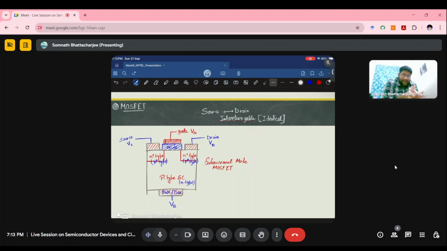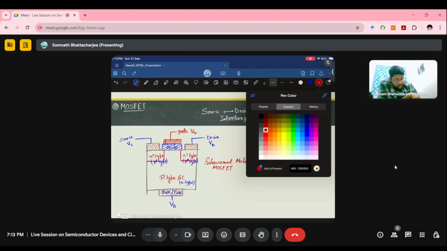So they are completely identical, and based on the applied voltage there, we can change the nomenclature to VS or VD or those kinds of things. Now, this one is the body is drain.